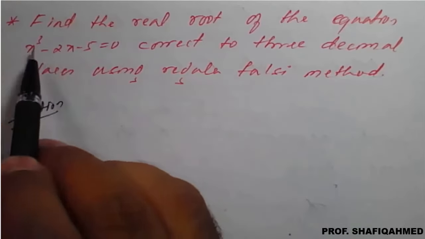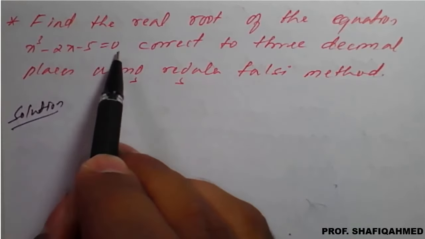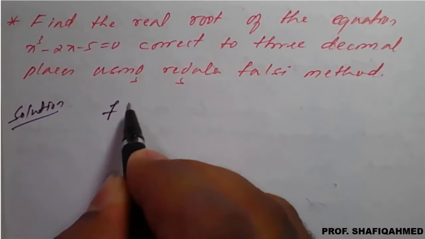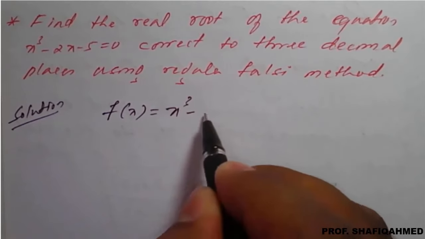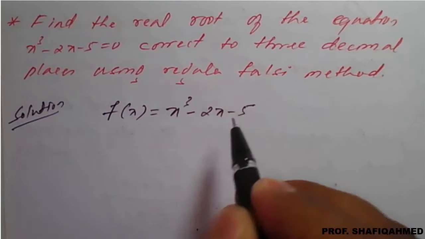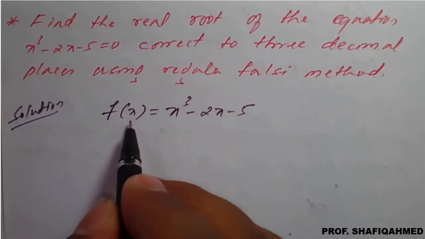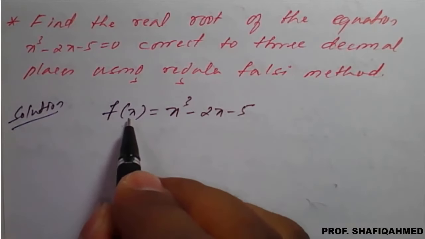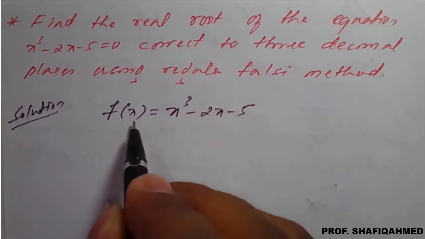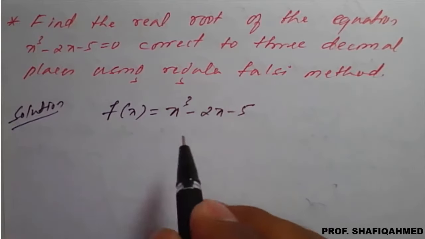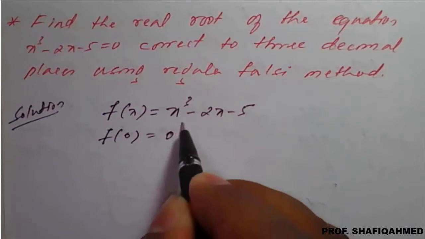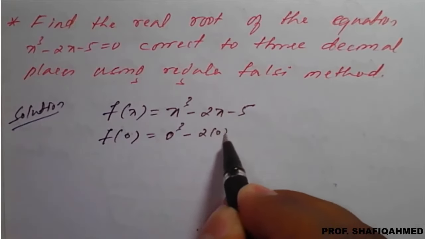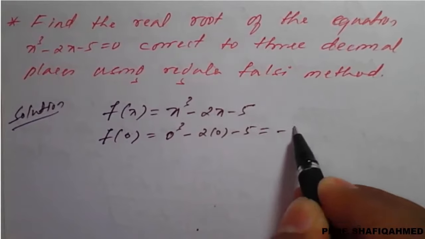So the given equation x cube minus 2x minus 5 equal to 0, we will consider as let f of x is equal to x cube minus 2x minus 5. Now we need to check for the values here. So when x is equal to 0 what happens, when x is equal to 1 what happens, 2, 3, 4. So I will take here when x is equal to 0. So what happens, 0 cube minus 2 into 0 minus 5. So the result is minus 5.